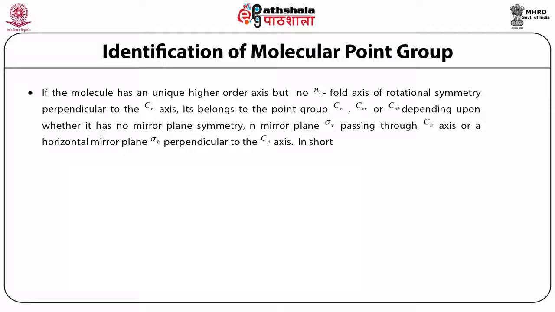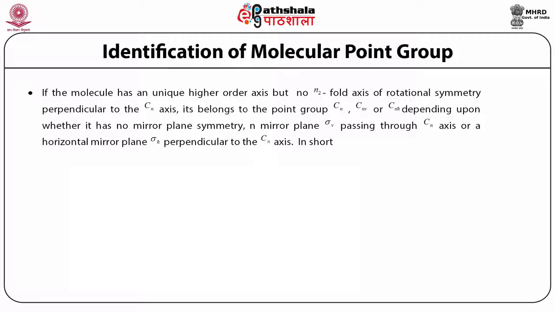or Cnh, depending on whether it has a mirror plane symmetry in a plane which contains the principal axis, that is a mirror plane σv which passes through the principal axis, or if there is a mirror symmetry about a horizontal plane which is perpendicular to the Cn axis. So it's very easy to then identify the molecular point group of a given molecule.